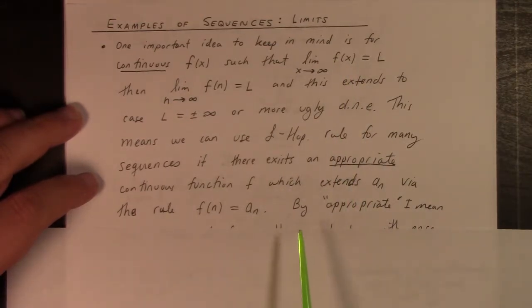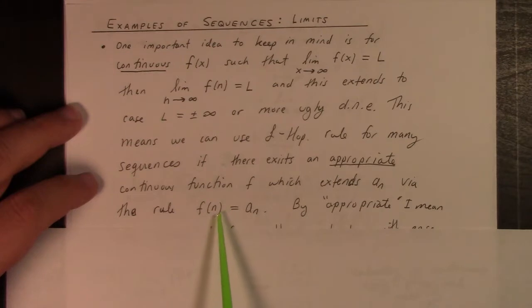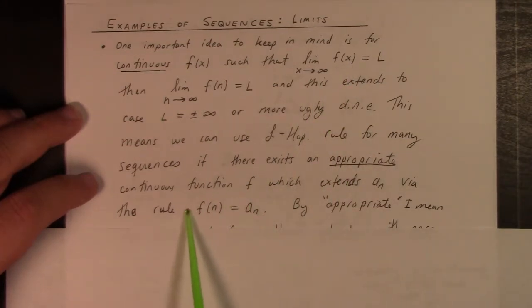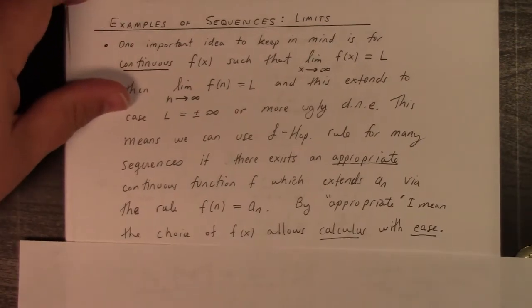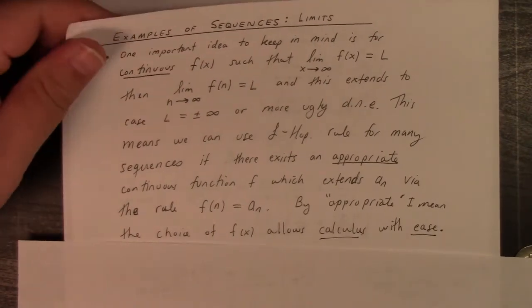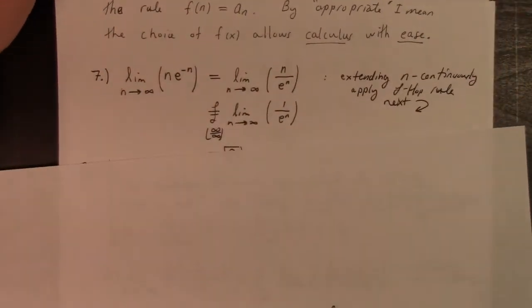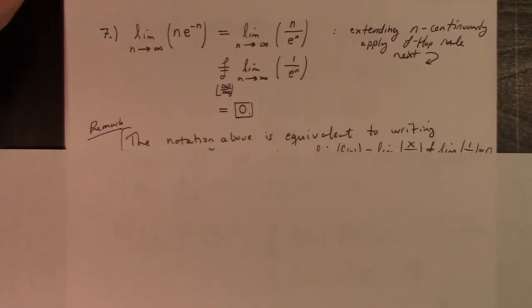So the idea is to replace the sequence with a function which matches at whole numbers, but otherwise is some sort of continuous extension. And then we can use calculus on the extension. All right, so let me show you some examples of what on earth I'm talking about.